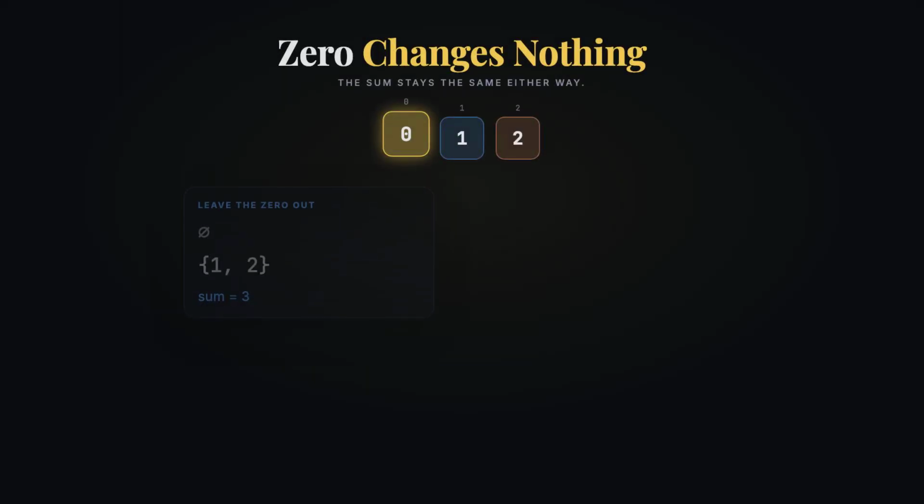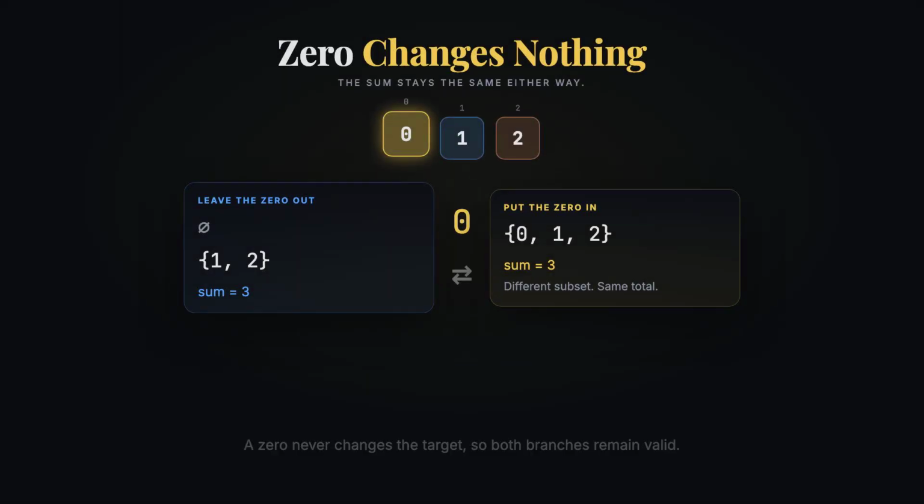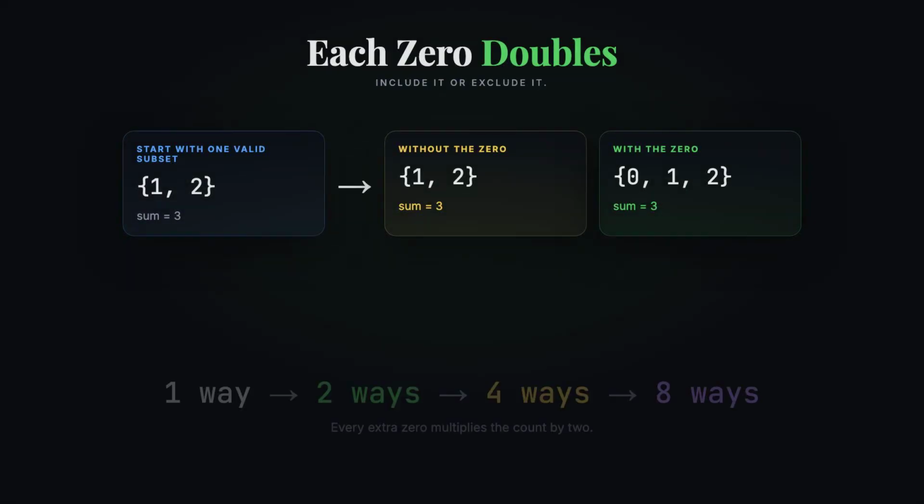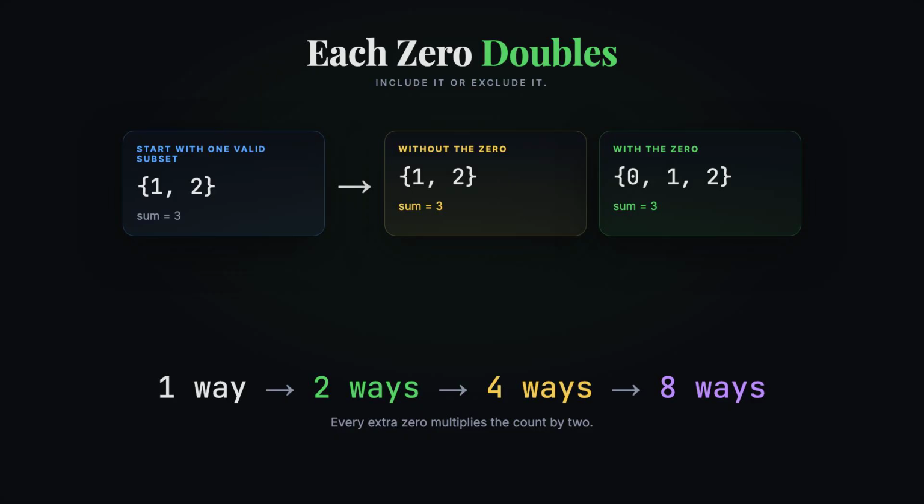Now for the centerpiece, the zeros. Here's why they're so tricky. A zero adds nothing to the sum, so it can be inside a subset or outside, and the total never changes. Which means every zero doubles your count. Take a subset that sums to k. Now you can include the zero or exclude it. Two valid subsets, same sum. Each zero multiplies the possibilities by 2.